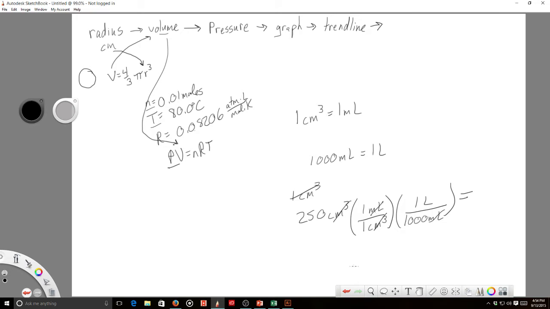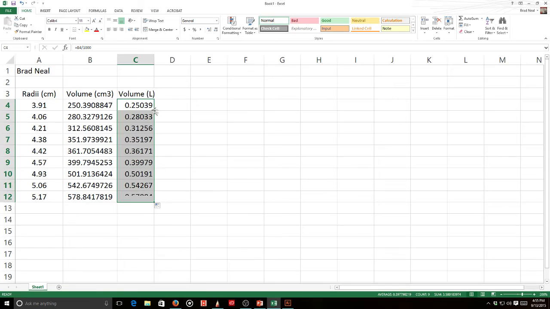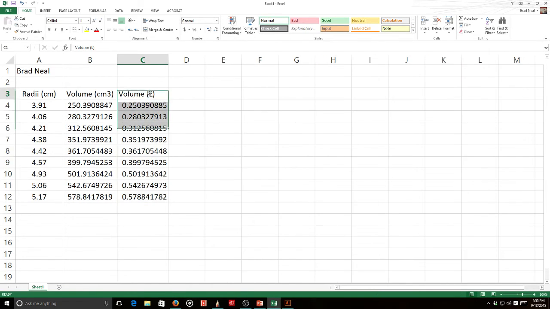So if we go back into Excel, all right, I'm going to now set up a volume in liters. And so I'm going to put an equal sign there, the cell right here divided by 1,000, and bang, I've now got all my volumes in liters. I'm going to double click. That fills all the way down. I'm going to come up here, click that. Oh, that nicely goes ahead and formats things for me.